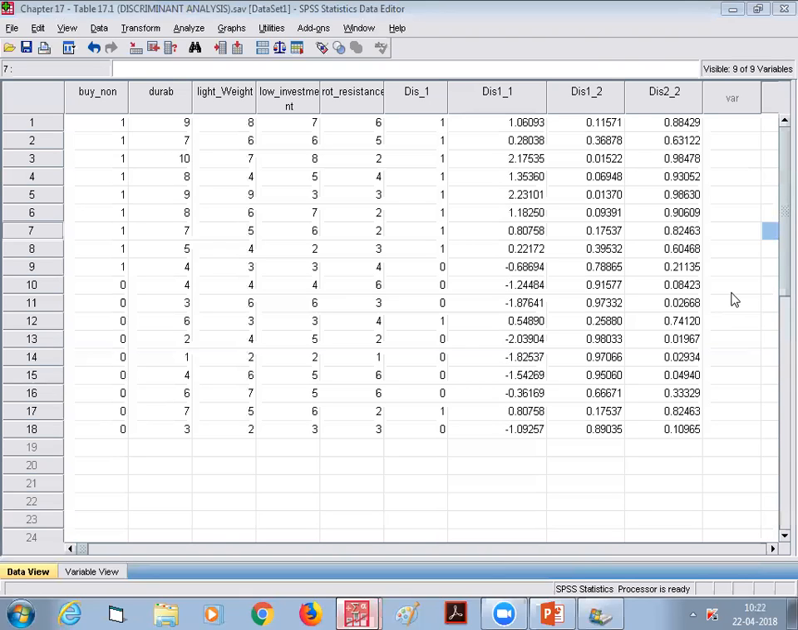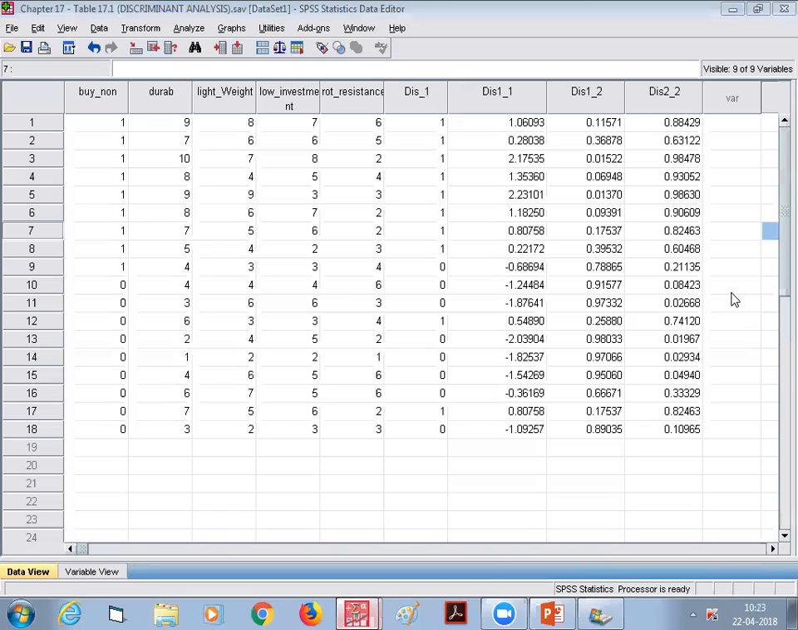Or if you want to compare on the basis of the discriminant score, then also you can classify. How to classify? Forget about the probability. I told you, the cutoff score is 0. So if it is more than 0, classified as buyer; less than 0, non-buyer. Look at this one. The first one is more than 0, classified as a buyer. Look at this one. This is less than 0. So this person is classified as non-buyer.